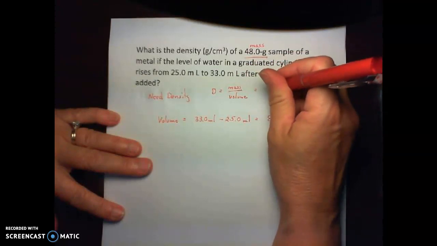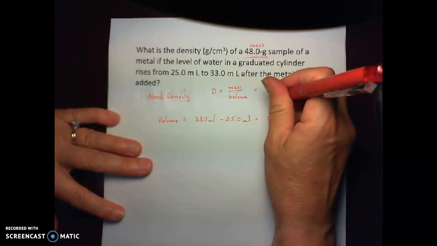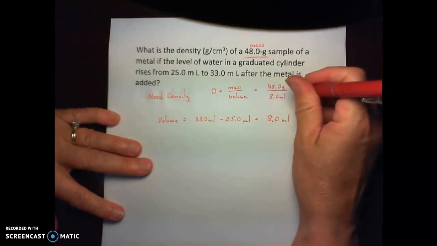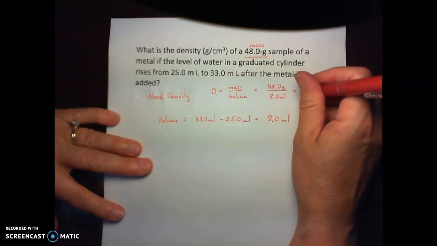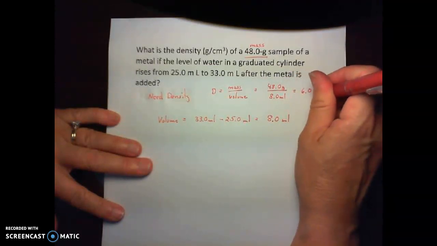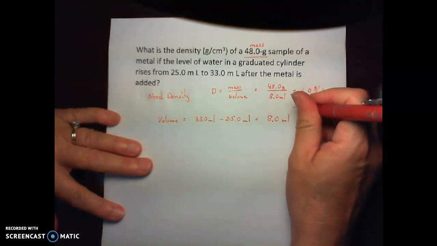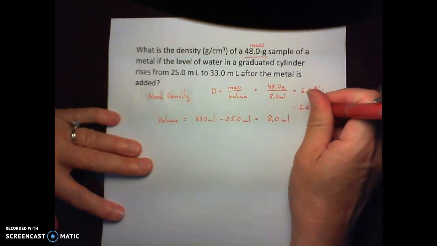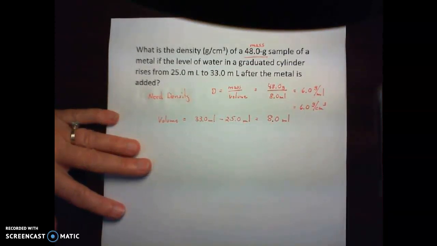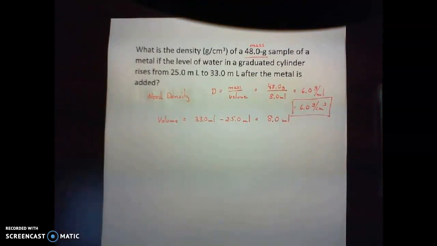The mass is 48.0 grams. The volume is 8.0 milliliters. And that gives us 6.0 grams per milliliter. Now, milliliter is basically equivalent to cubic centimeter. So this is also equal to 6.0 grams per cubic centimeter. And that is my final answer, so I'll draw a square around it. Thanks.